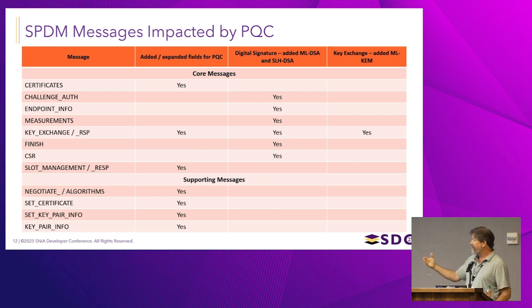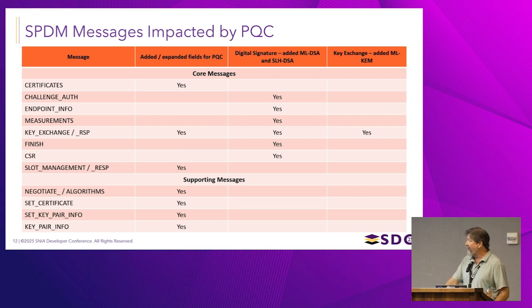Then we had to change all of the key exchange for digital signature and add MLDSA and SLHDSA, so all the challenge auth measurements, endpoint info, anything that can have that kind of information in it naturally had to be made bigger too. And then for MLChem, for the secure sessions, we needed to change key exchange and key exchange response.